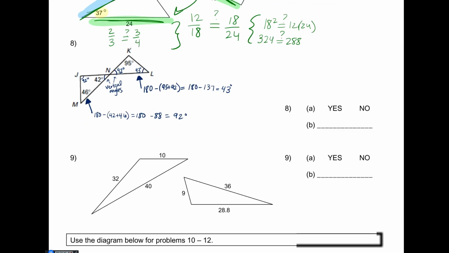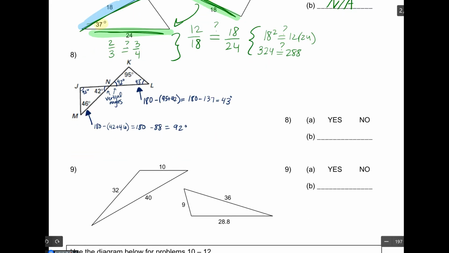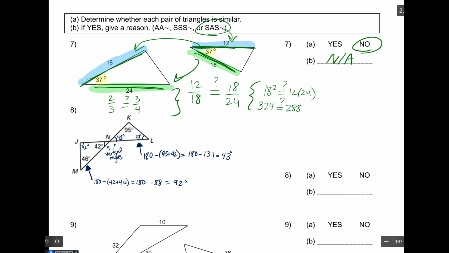No, they're not. And the reason is because, in the first one, I wanted to use side angle side, but the sides didn't have the same ratio. Number 8, I wanted to use angle angle, but I didn't actually have two angles that matched. So this is also no. We need two congruent angles, and here I only had the one. The other two weren't the same. Okay, let's go to number 9, Dylan.